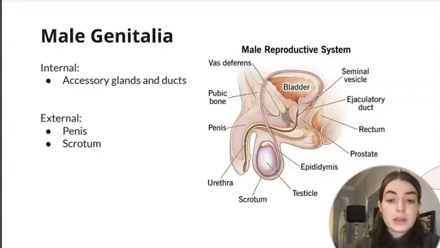And the male accessory glands, the internal genitalia that we were talking about before, include the prostate gland, the seminal vesicles, and the bulbourethral or Cowper's glands. The bulbourethral glands and seminal vesicles empty their secretions into the urethra through ducts. The individual glands of the prostate open directly into the urethral lumen.